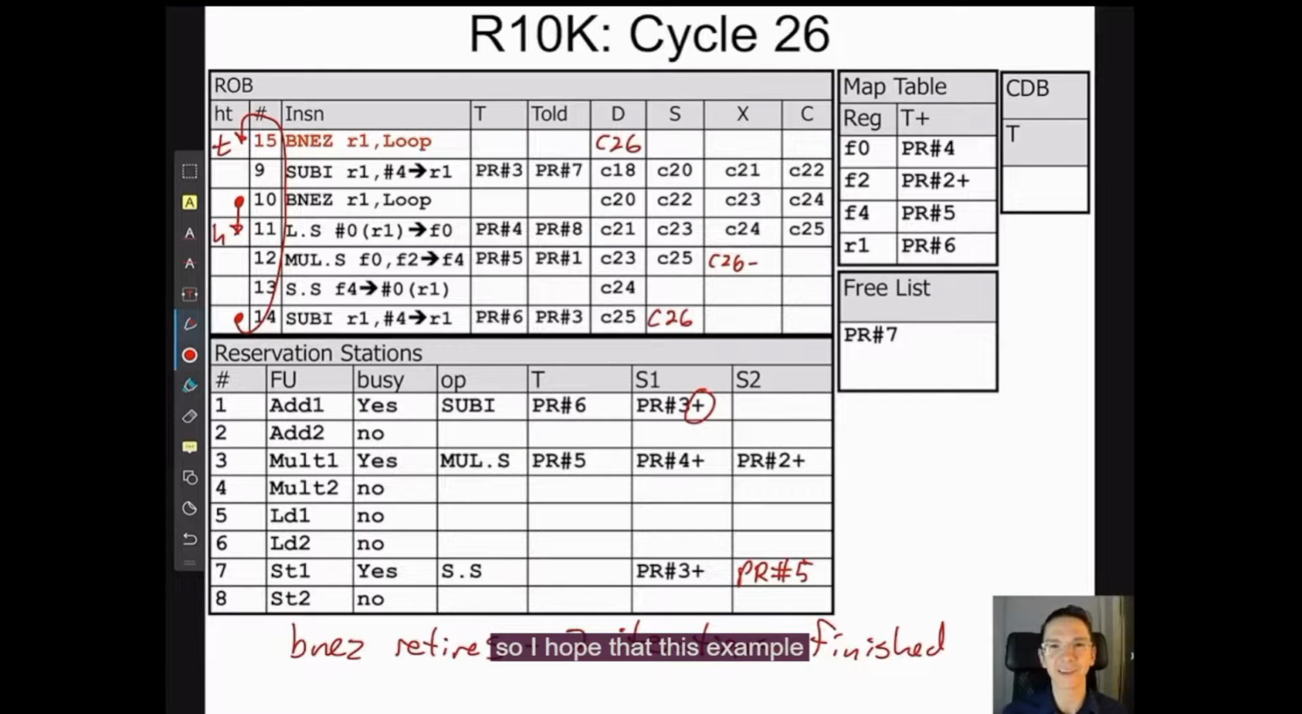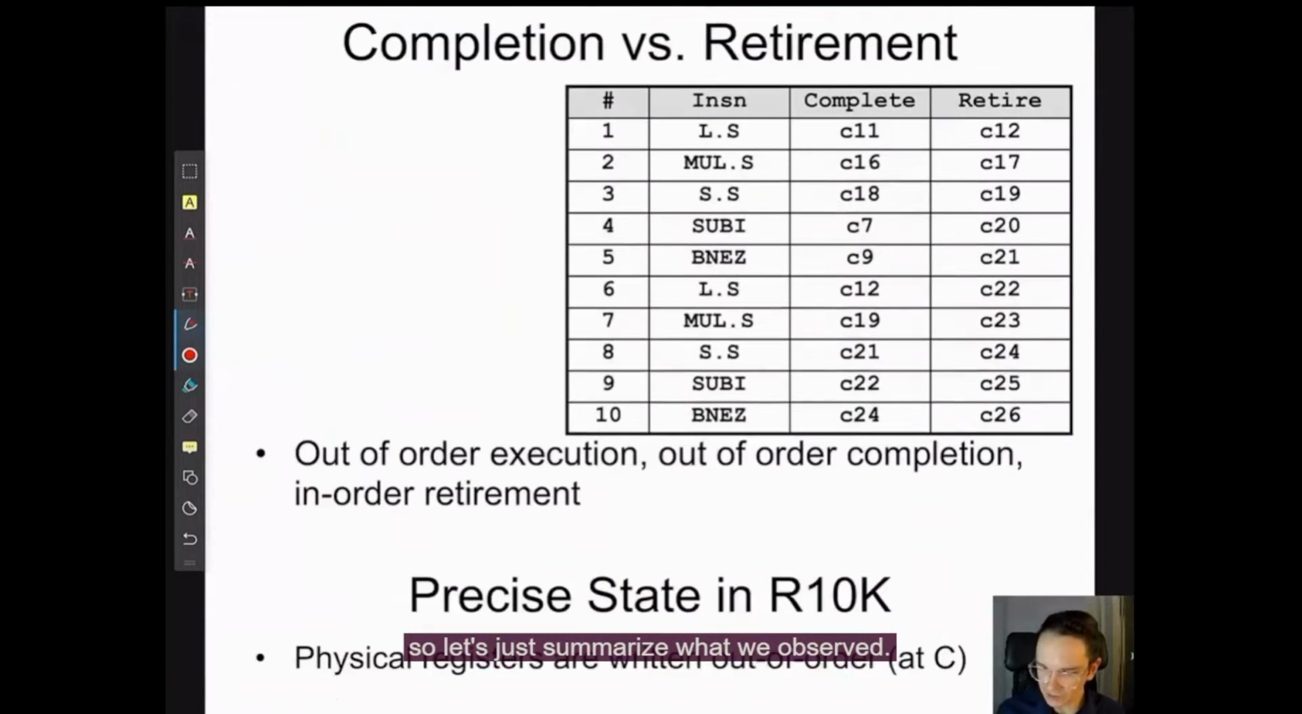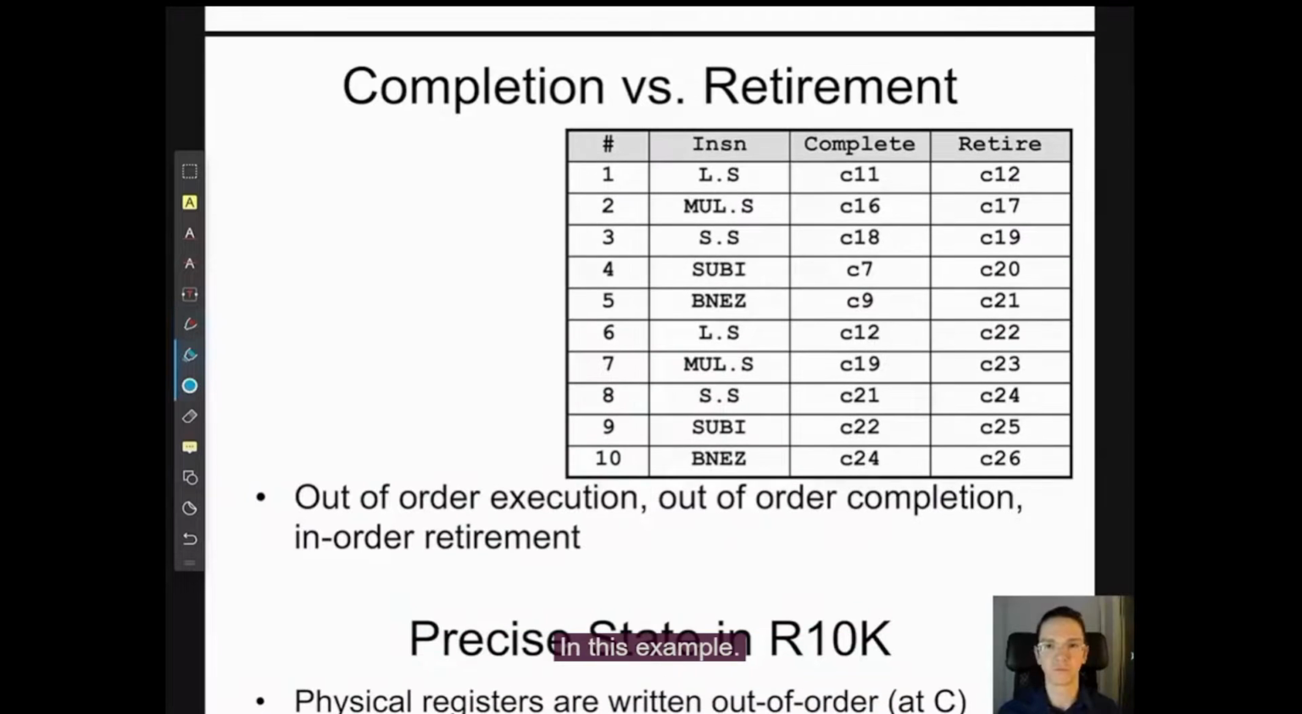Great. So I hope that this example actually illustrated how we use these different structures, how the instructions move from dispatch to issue to execute to complete to retirement, and that you're comfortable with the MIPS R10K out of order design. So let's just summarize what we observed in this example.